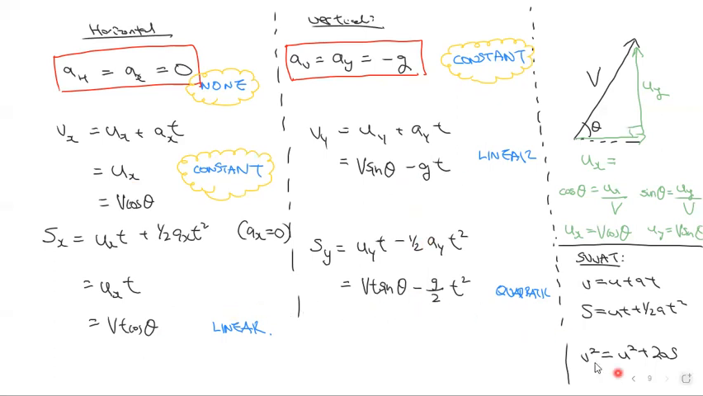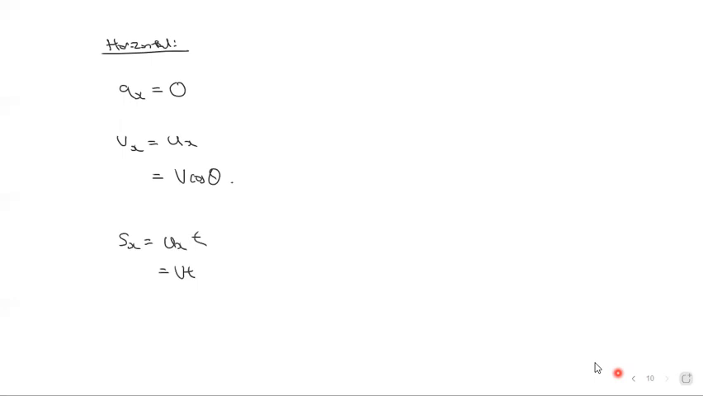So those are your key equations. Just quickly write them out on the next page. And you do need to know these. These are on your formula sheet, but you should know them very well because they form the basis of your understanding of projectile motion.